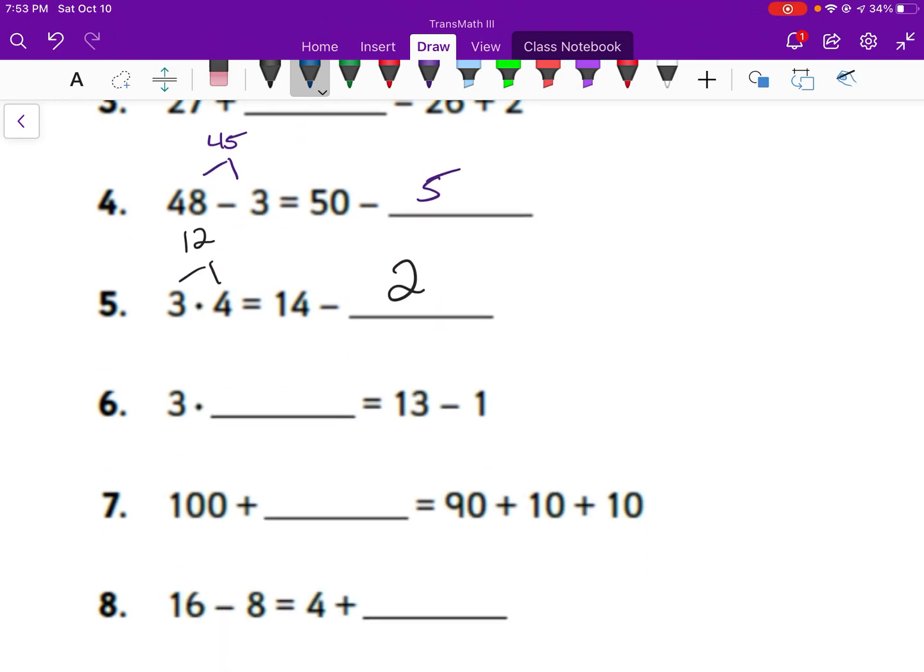Number 6, 3 times what is equal to 13 minus 1? 13 minus 1 is 12, and 3 times 4 is equal to 12. So 4 was our missing value.